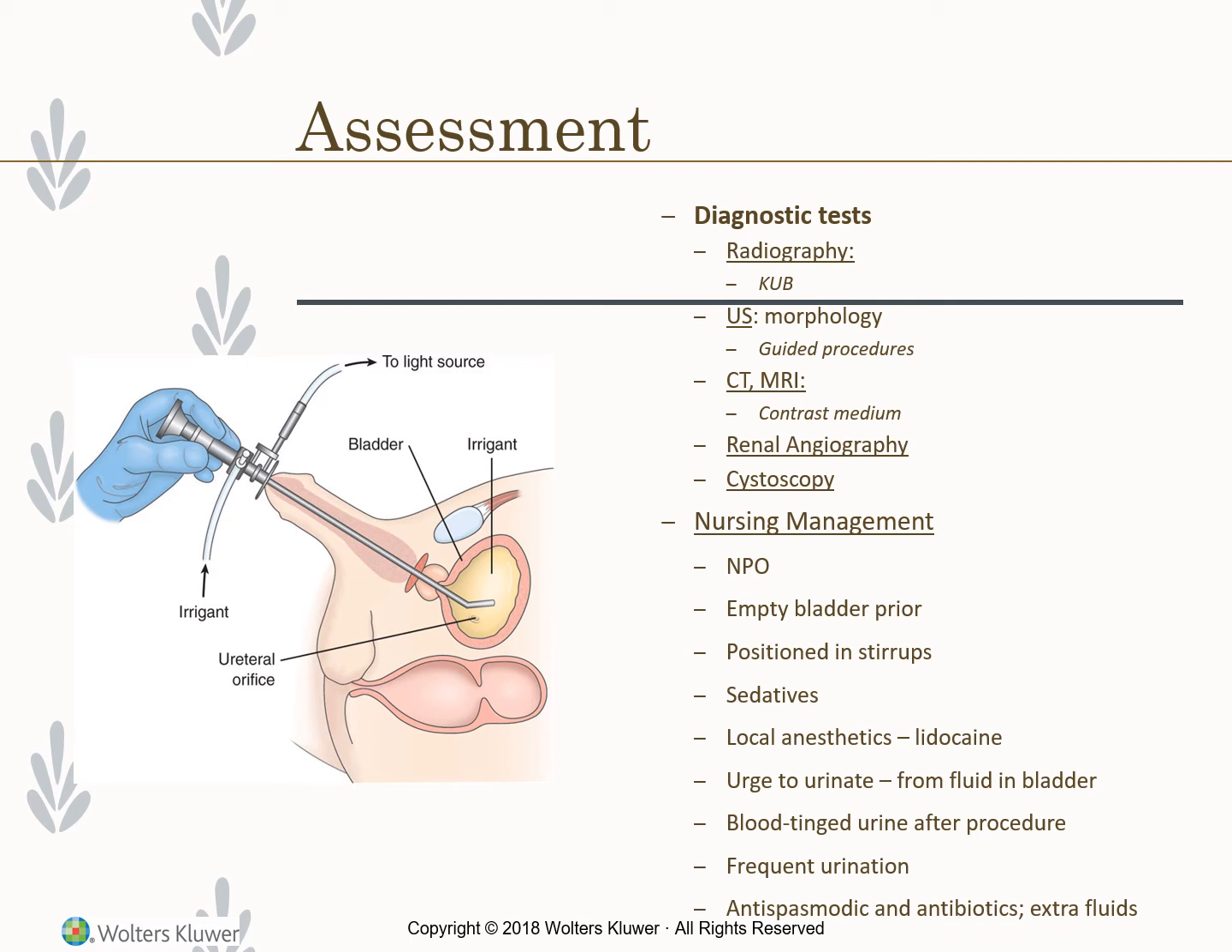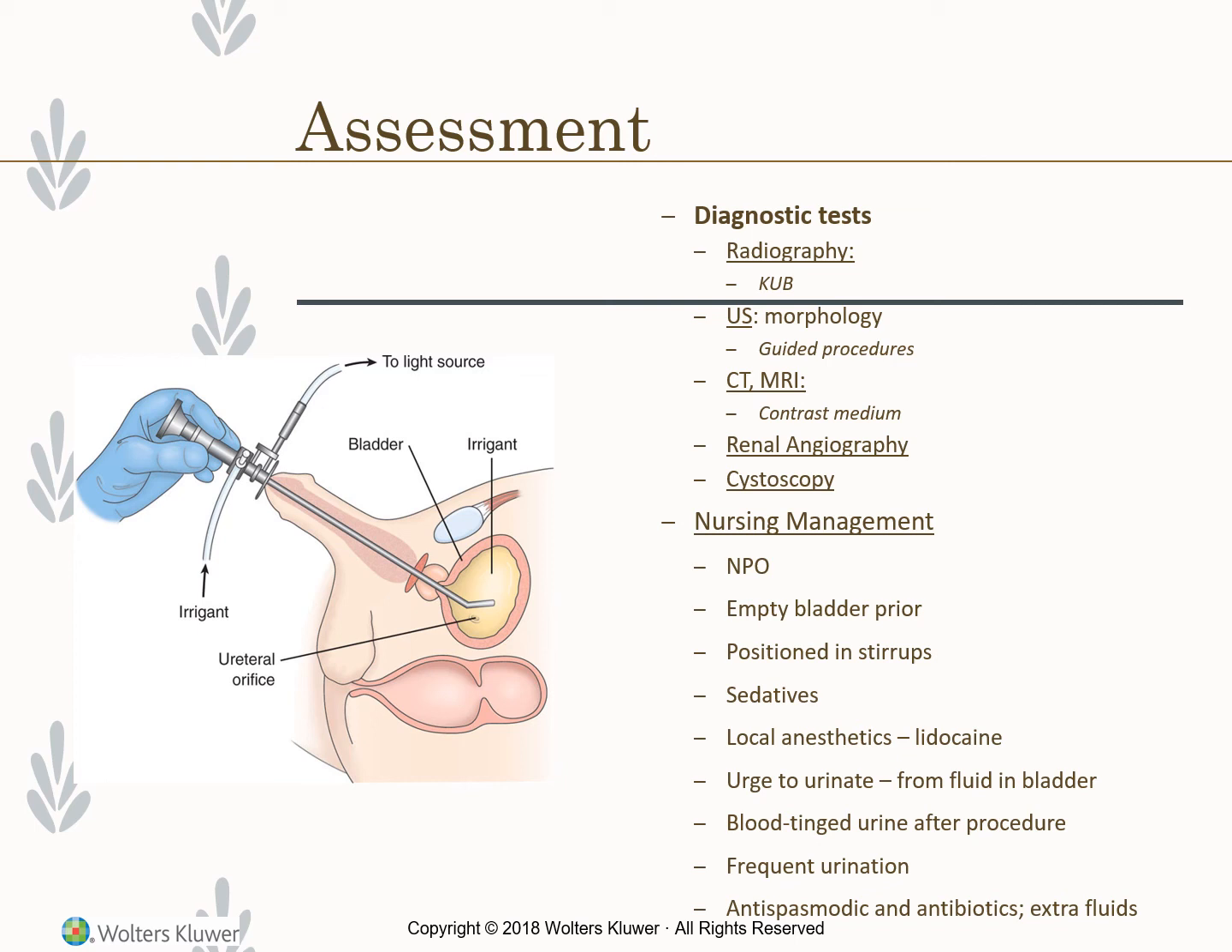Local anesthesia is used when the client is having a lower tract cystoscopy. For procedures that involve more of the urinary tract, spinal or general anesthesia may be used. Preoperative sedatives or antispasmodics may be ordered. Cystoscopy can aggravate any abnormality of the urinary tract.